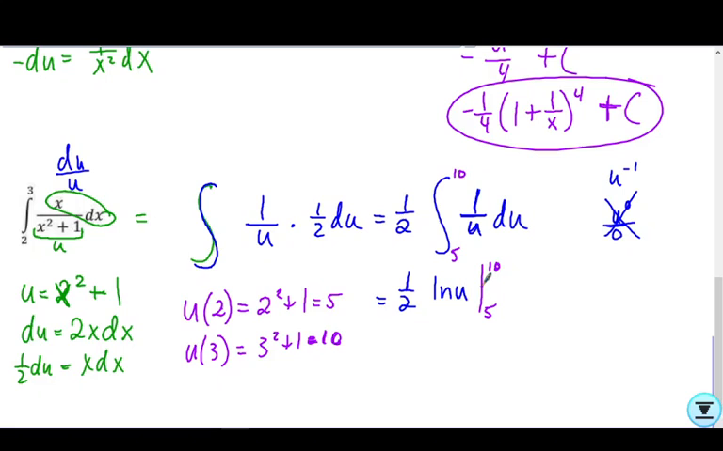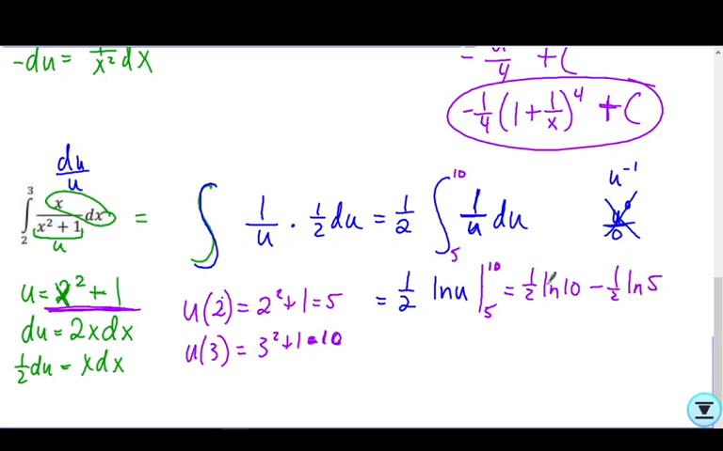So my original limits were 2 to 3. I'm going to evaluate it in terms of u. So I plug these values into this equation so that I can find my u values. So it makes my life easier. So 1/2 natural log of 10 minus 1/2 the natural log of 5. Okay?